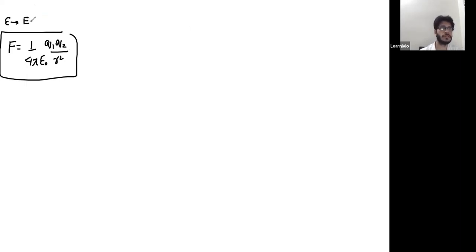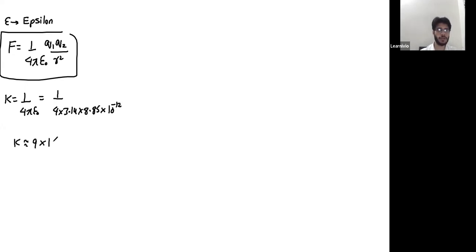This is epsilon. In the majority of numericals, you will need the value of 1 over 4 pi epsilon naught. K is 1 over 4 pi epsilon naught. So let's calculate this value. This is 1, pi is 3.14, epsilon naught is 8.85 into 10 raised to the power minus 12. This comes out to be 9 into 10 raised to the power 9. So the value of K is 9 into 10 raised to the power 9.